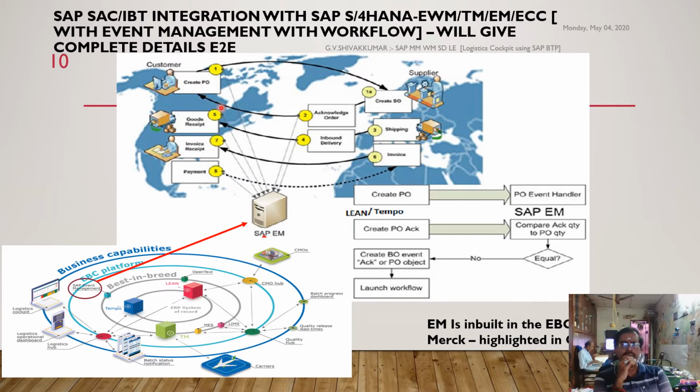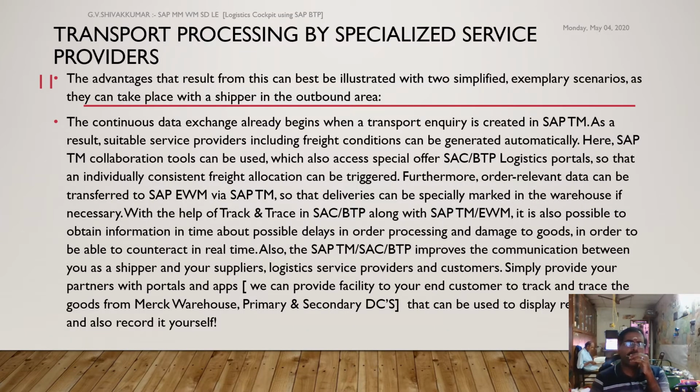So end-to-end supply chain management can be tracked and efficiently reported to the supplier, or to the main company that is manufacturing and doing business with the customers, right? So everything can be achieved and tracked through the BTP in a centralized cockpit. Okay, so enterprise management is actually inbuilt in our recent S/4HANA. So that is not a big problem, right? That is important. And what are the advantages in the case of transport processing by specialized service providers, right?